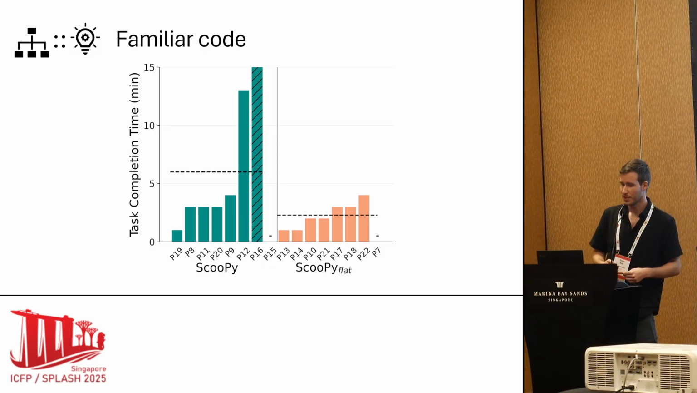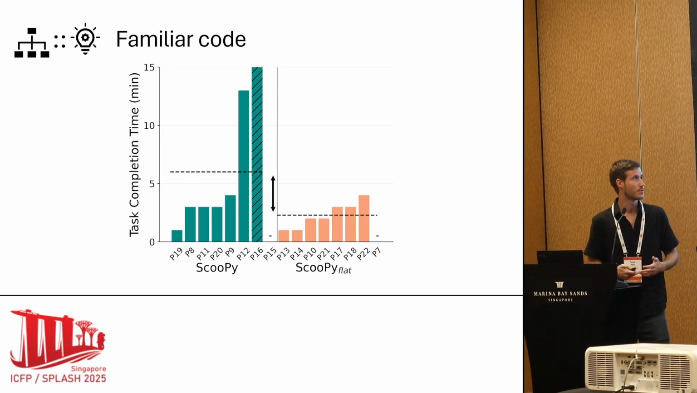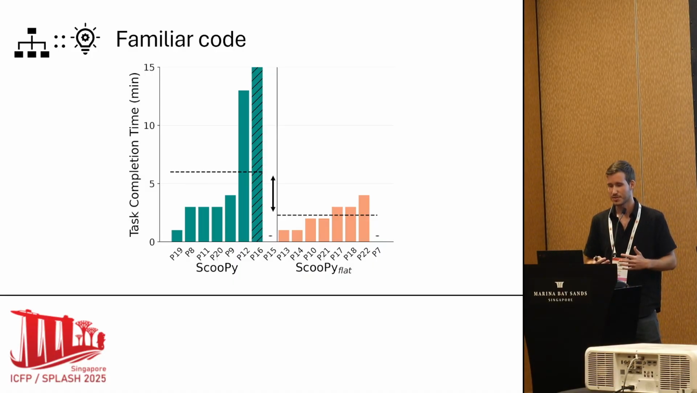Moving on to the familiar code task, this time we saw that participants who had the ability actually took more time to solve the task. And we believe this is because the participants were more afraid to invoke the synthesizer on those nested example scopes, because they were not sure what is going on behind the scenes, in comparison to the other participants who knew exactly what is going to happen.